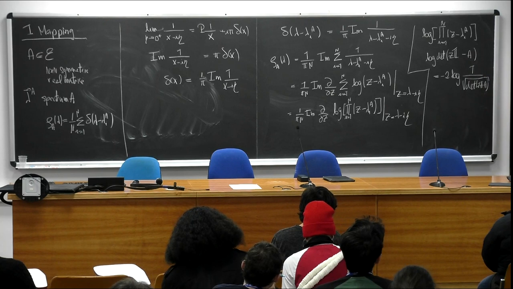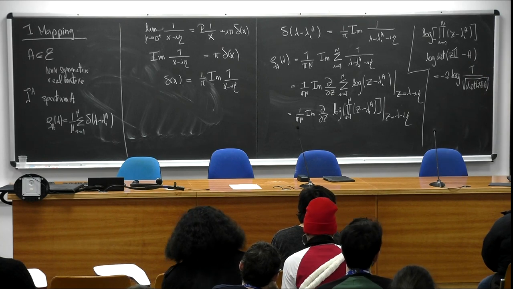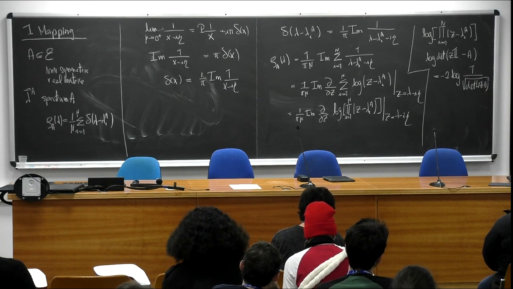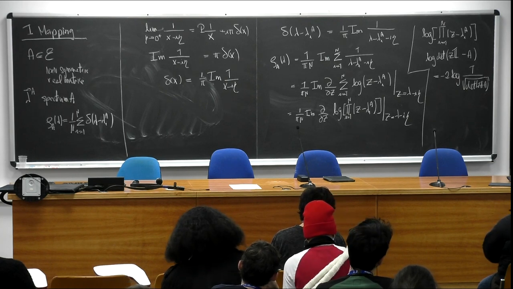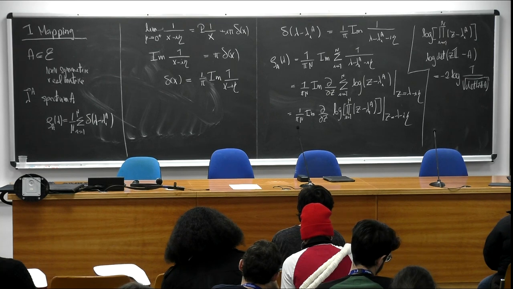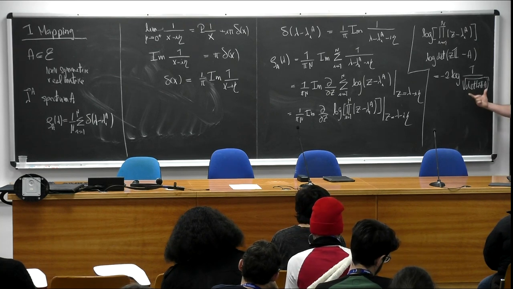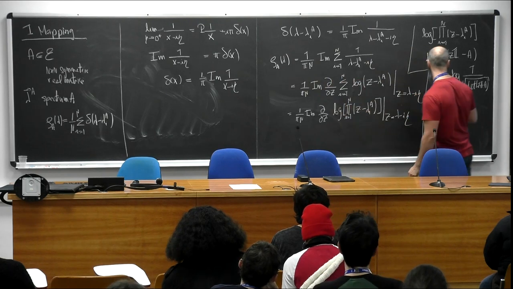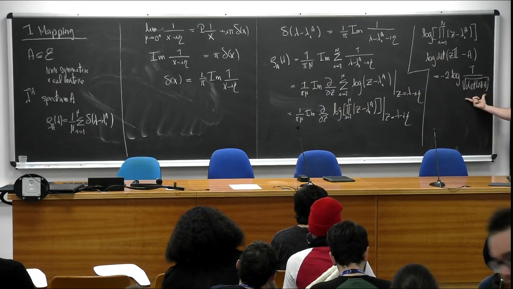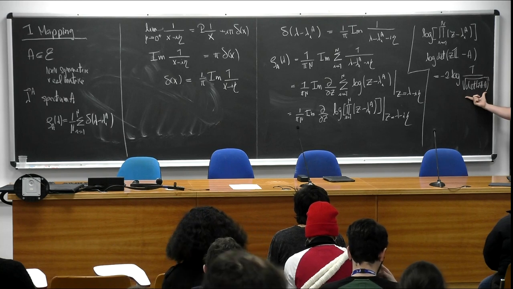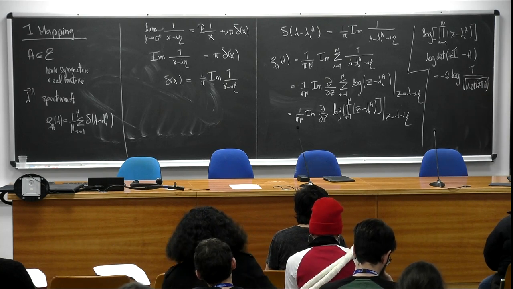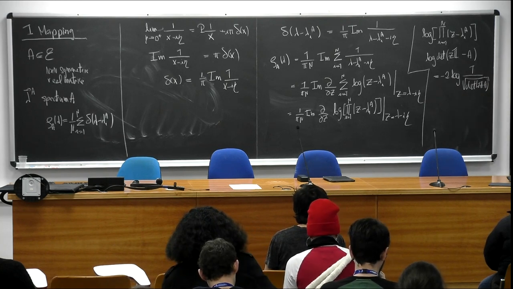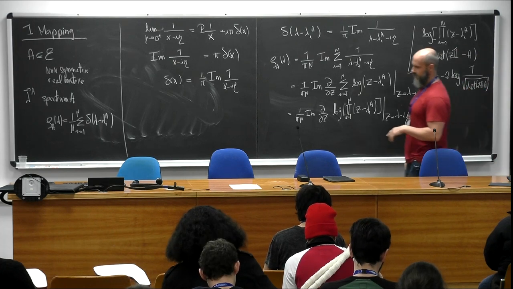This part, by the way, you can do in different ways to get to the final result, but this is just one of the three or four ways to get there. So what have I achieved? I have expressed this in terms of the logarithm of a determinant. The determinant has a Gaussian integral expression, and that Gaussian integral expression is going to be our partition function. So let me put all the pieces together.